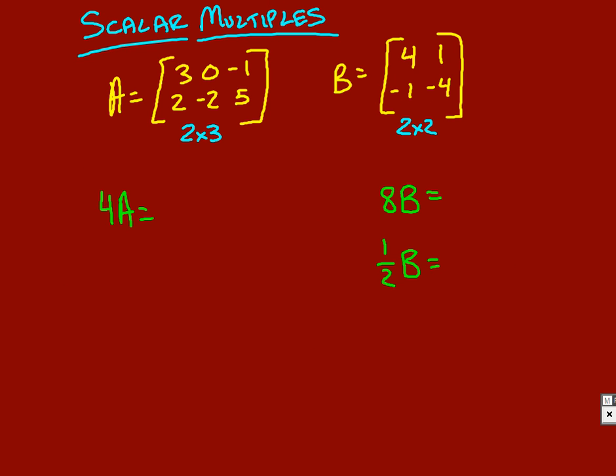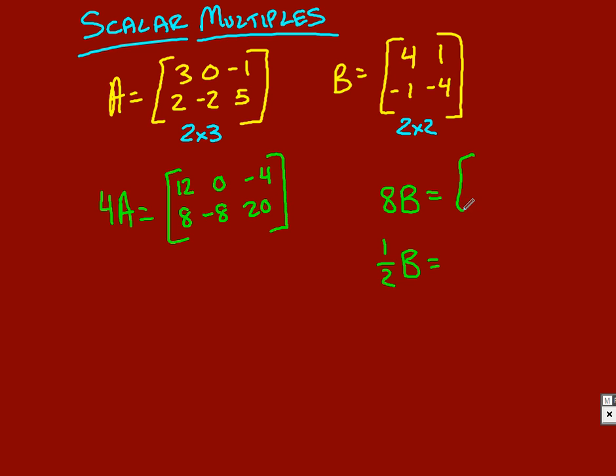And all a scalar multiple is, looking here, we have a couple of matrices. If I have a matrix A, and I want to know what 4 times A is, all I need to do is literally multiply each element in the matrix by this coefficient 4. So 3 times 4 is 12, 0 times 4 is 0, negative 1 times 4 is negative 4, 2 times 4 is 8, then negative 8, and positive 20 for my entries here.